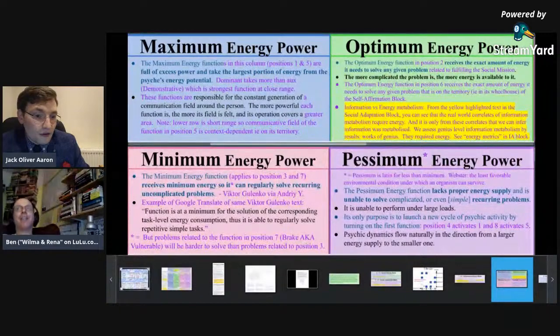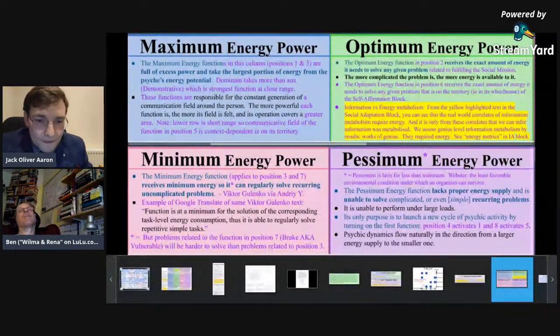Well, you're also taking things out of sequence. So you want all the energy stuff. I'll give you the energy stuff. So now we're on optimum. Optimum energy function in position 2 receives the exact amount of energy it needs to solve any given problem related to fulfilling the social mission. Does that contradict anything about the demonstrative function in Model A?